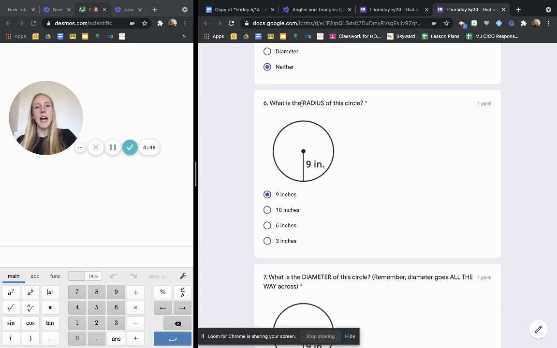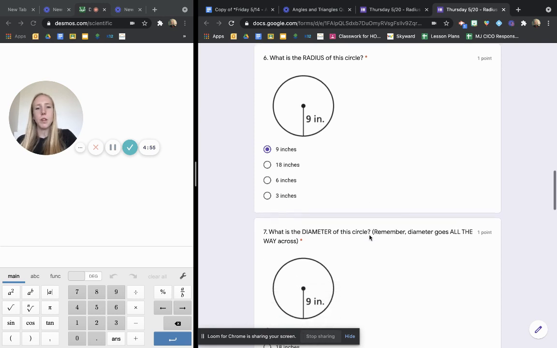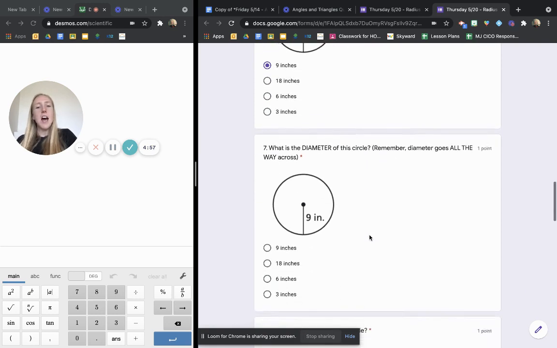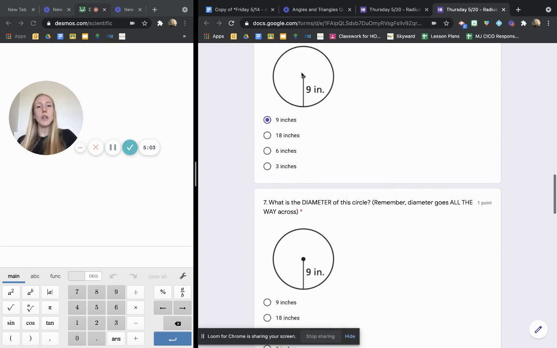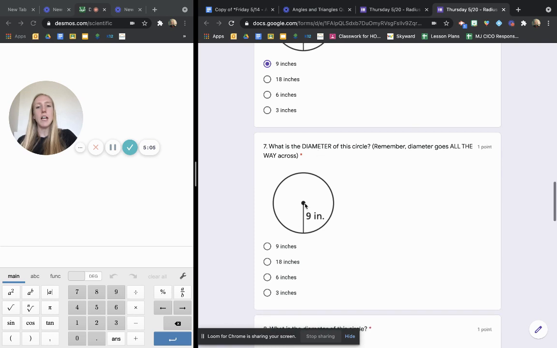Okay, radius, it's asking for radius, and it's only halfway across that they give us, so we get to just use the number they give us, and that's 9. All right, now though, what is the diameter of this circle? It's the same circle. This one had the radius of 9. This one still has the radius of 9. But we're not asking for radius, they're asking for diameter.